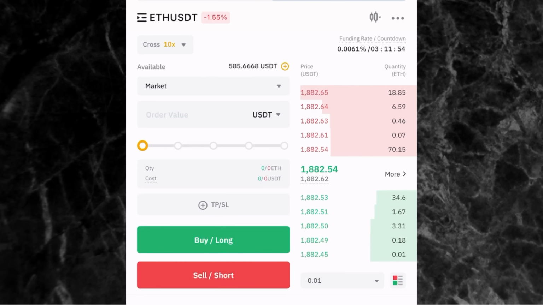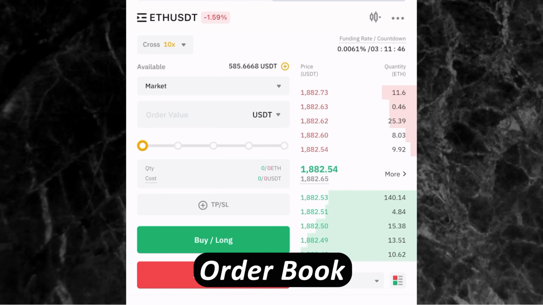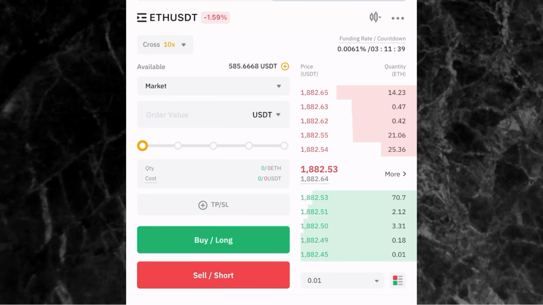Now, before I actually take a trade, if you look at the right side of your screen, you'll see that you have some digits in red and some digits in green. This is where you have the order book. The order book shows you the different trades that are currently going on in the market. The red ones are people who are shorting the market. The green ones are people who are longing the market. So you'll be seeing various trades that people are taking in the market.